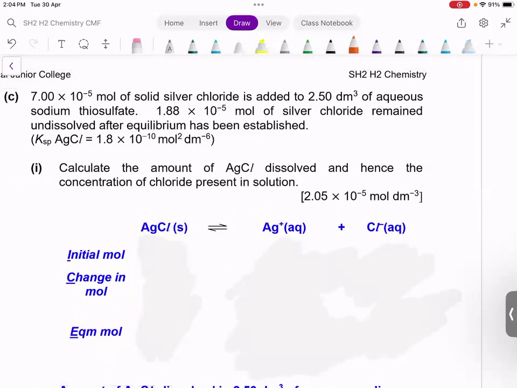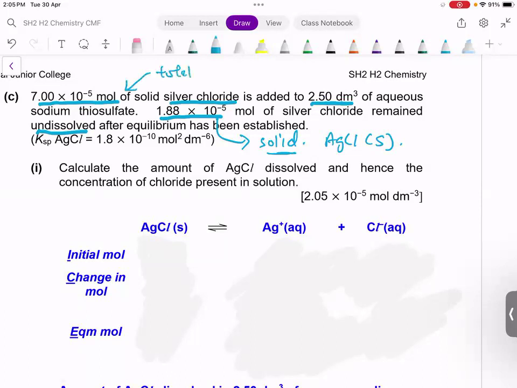You are given this number of moles of silver chloride solid, added to a total of 2.5 cm³ of thiosulfate solution. Then you are told that 1.8 times 10 minus 5 remain undissolved. So remain undissolved means what? This amount is still solid, right? So this is the amount of silver chloride solid. Then this is the total amount before it dissolves, before it's added to the aqueous sodium thiosulfate solution.